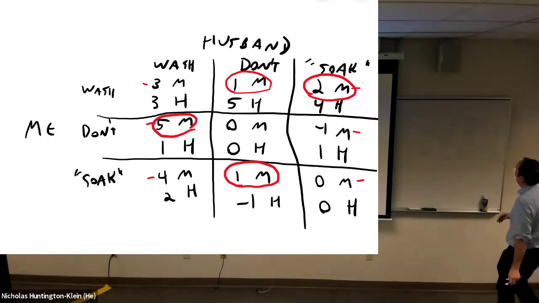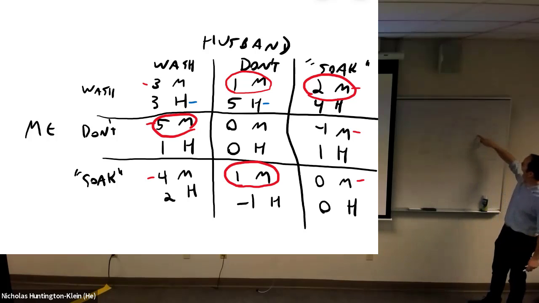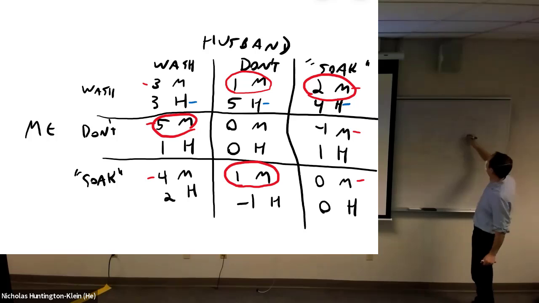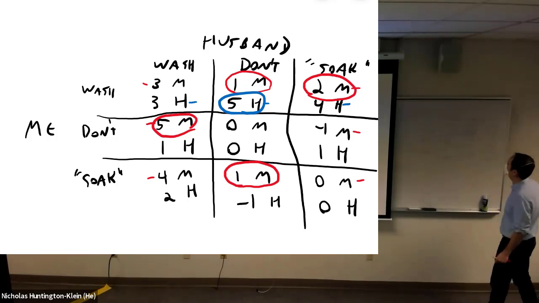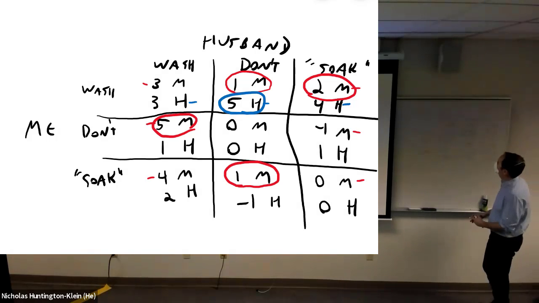Yes, exactly. If I wash them, he could wash them as well and get 3, not wash them and get 5, or soak them and get 4. 5 is the best of these, so I'm going to circle that one as well. Unsurprisingly, this game is the same either direction, so we're going to have the exact same outcome both for him and for me.